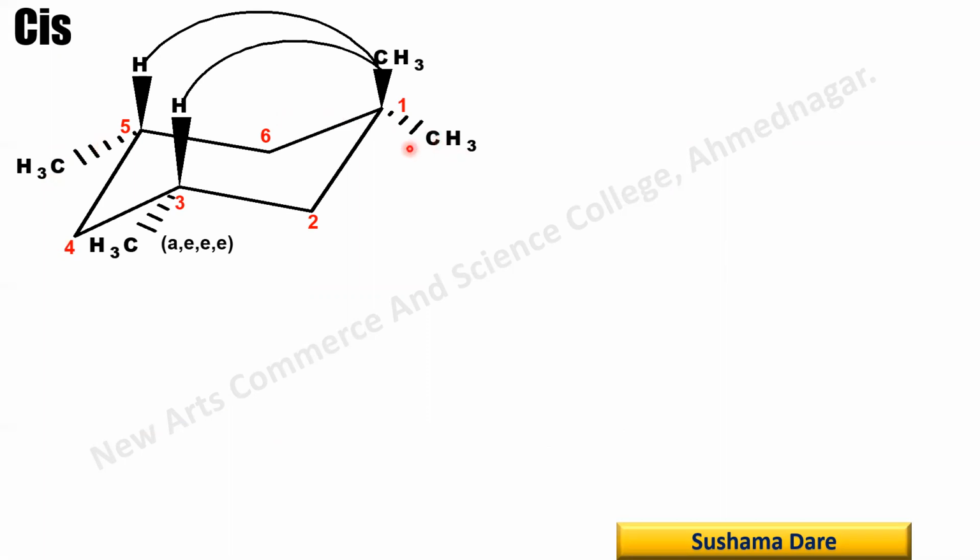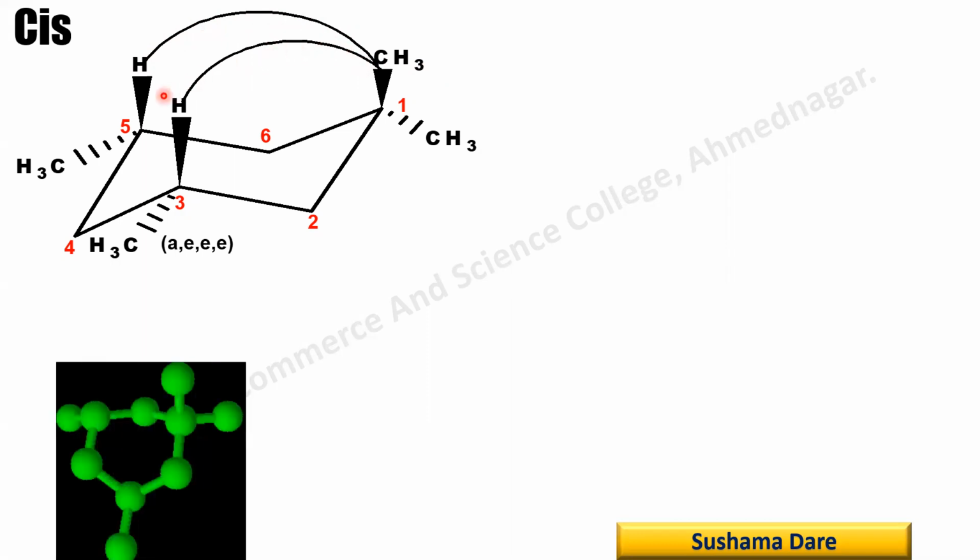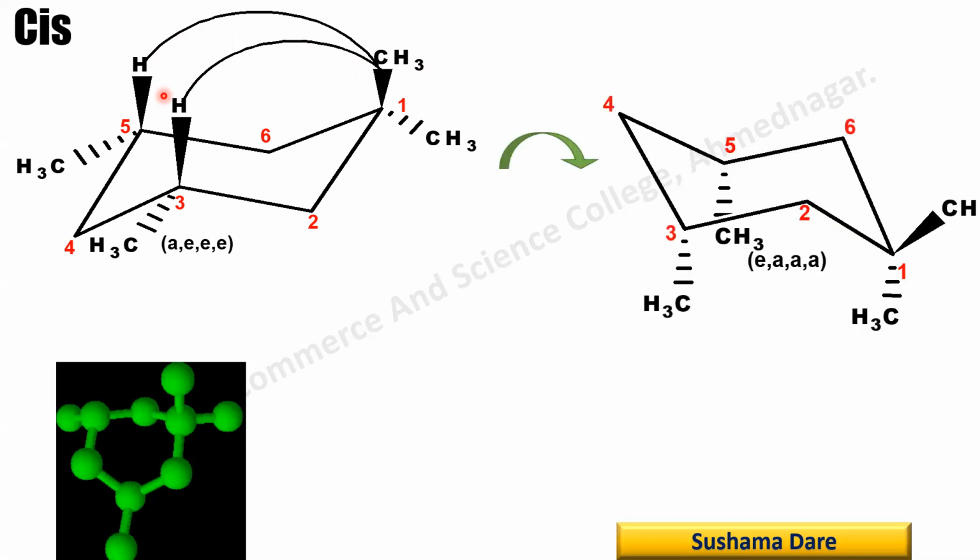So these 3 methyl groups are going in the downward direction. So 3 equatorial groups and 1 axial group. So this is the more stable conformer. The 3 methyl groups are equatorial while 1 methyl group is axial. So for the axial methyl group, there are 2 gauche interactions. This is the first gauche interaction and this is another gauche interaction. So overall, there are 2 gauche interactions.